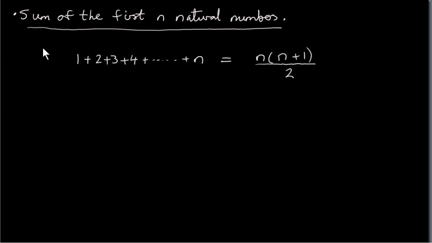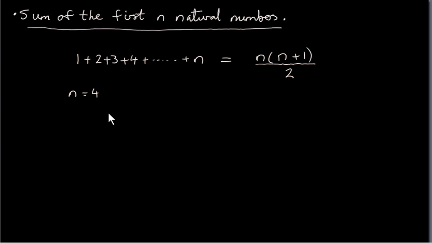The first example of proof by induction I will do is to show that the sum of the first n natural numbers is given by n times n plus 1 over 2. Now, let's just see that this formula works, say, for n equals 4. I'll just do one or two test cases.